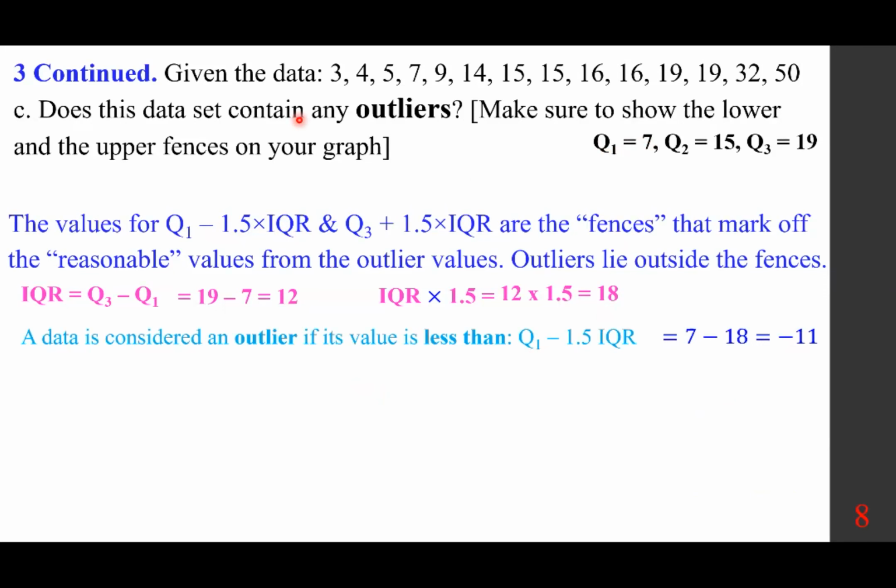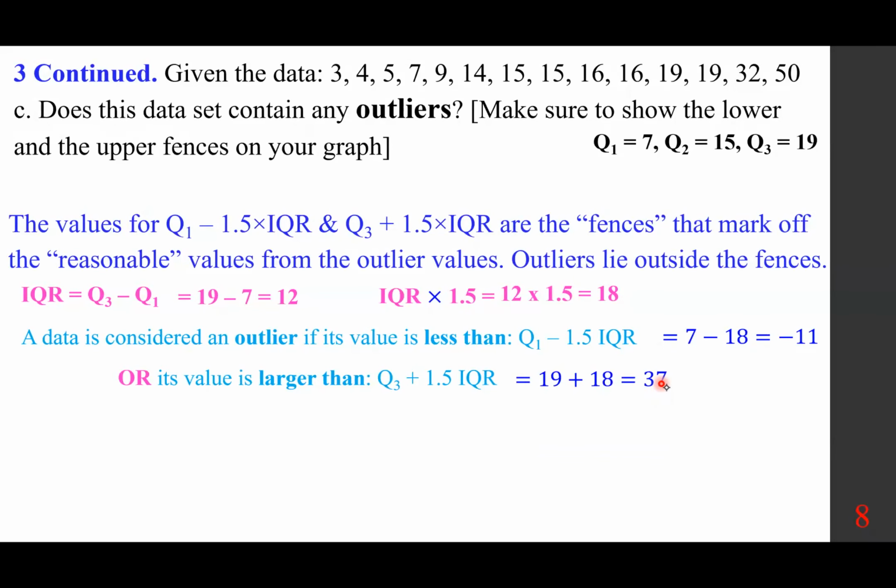Any number larger than this, so Q sub 3, 19 plus 1.5 times IQR, 19 plus 18 is 37. Any number larger than 37 is considered an outlier. Do we have any number larger than 37? There is one, and that's number 50. 50 is larger than 37.